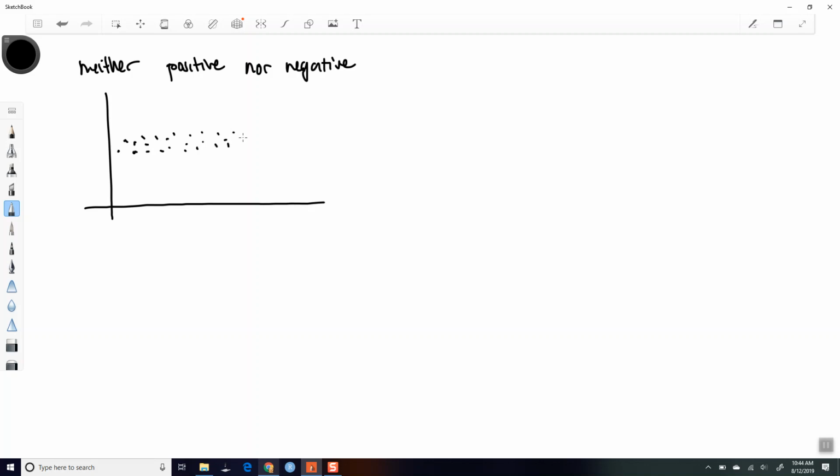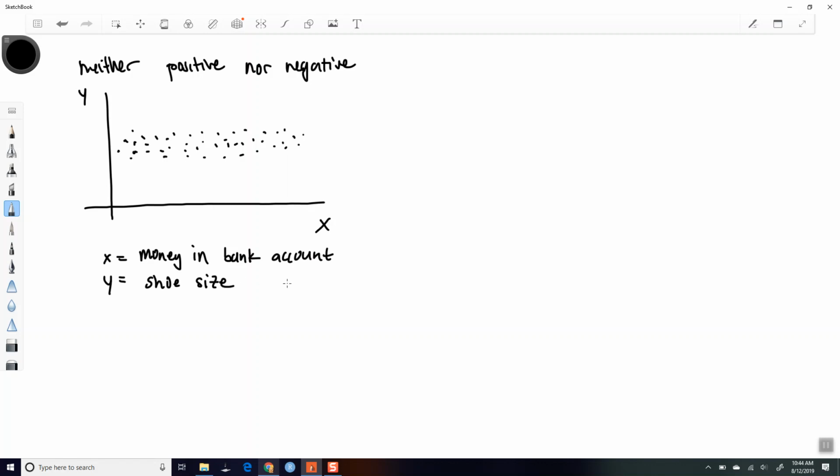Okay, so something like this. X versus Y, this is neither positive nor negative. Something like X is money in the bank, how much money is in your bank account. And Y will be something like your shoe size, okay?